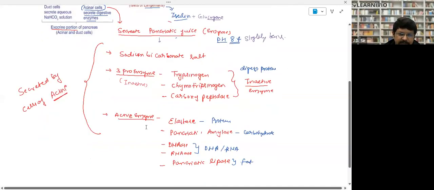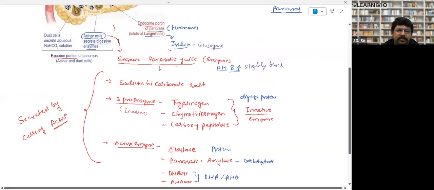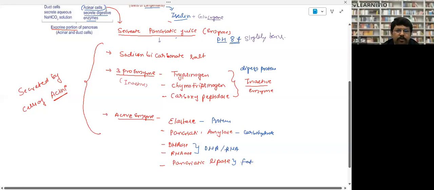It also secretes some active enzymes like elastase, for digestion of protein; pancreatic amylase, which digests carbohydrate; DNases and RNases, which digest DNA and RNA; and pancreatic lipase, which digests fat. So there are some active enzymes and some inactive enzymes, and they all, with some salt, make the pancreatic juice, which is secreted by the cells of acini. So note down in the same sequence, and note down that they are secreted by cells of acini. Please note down right now.